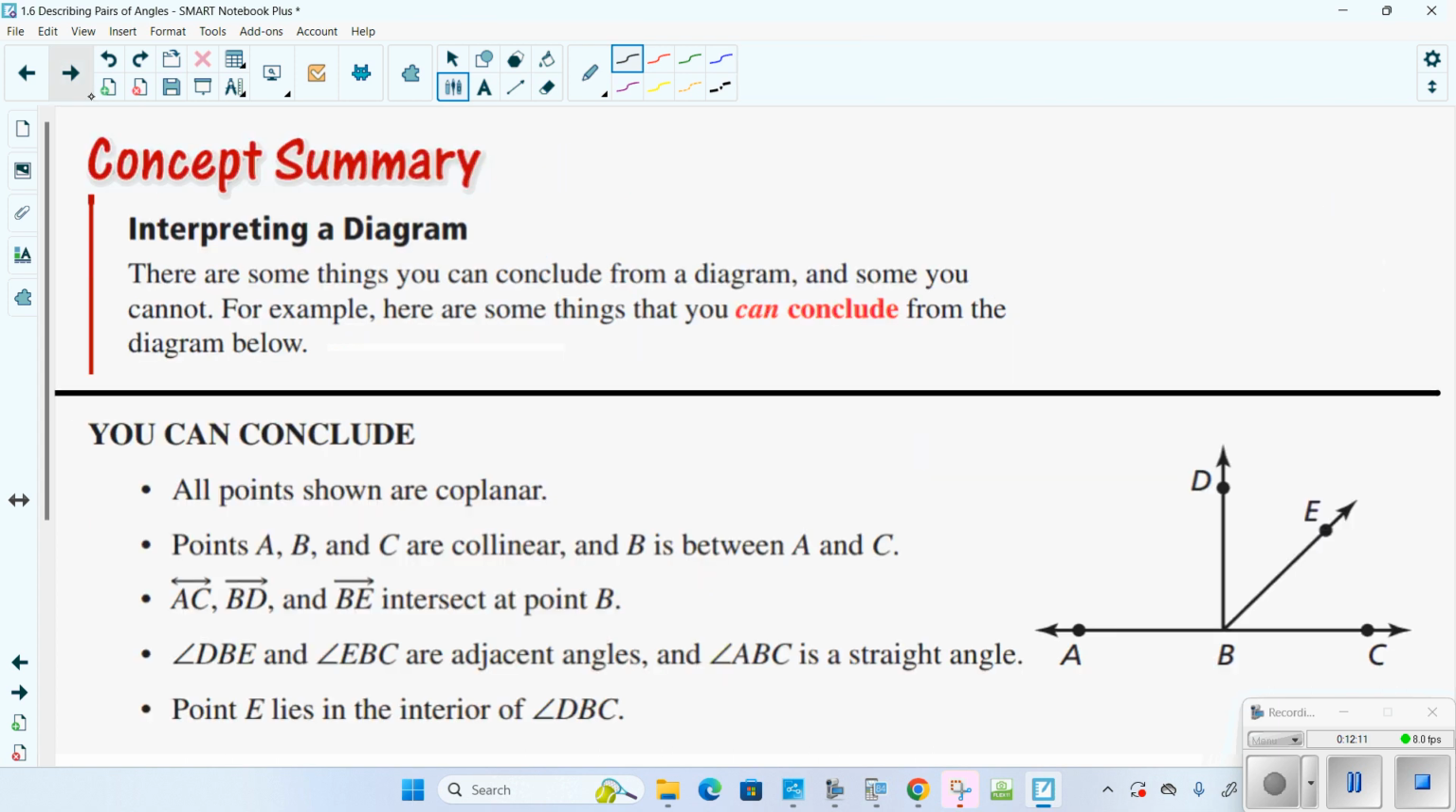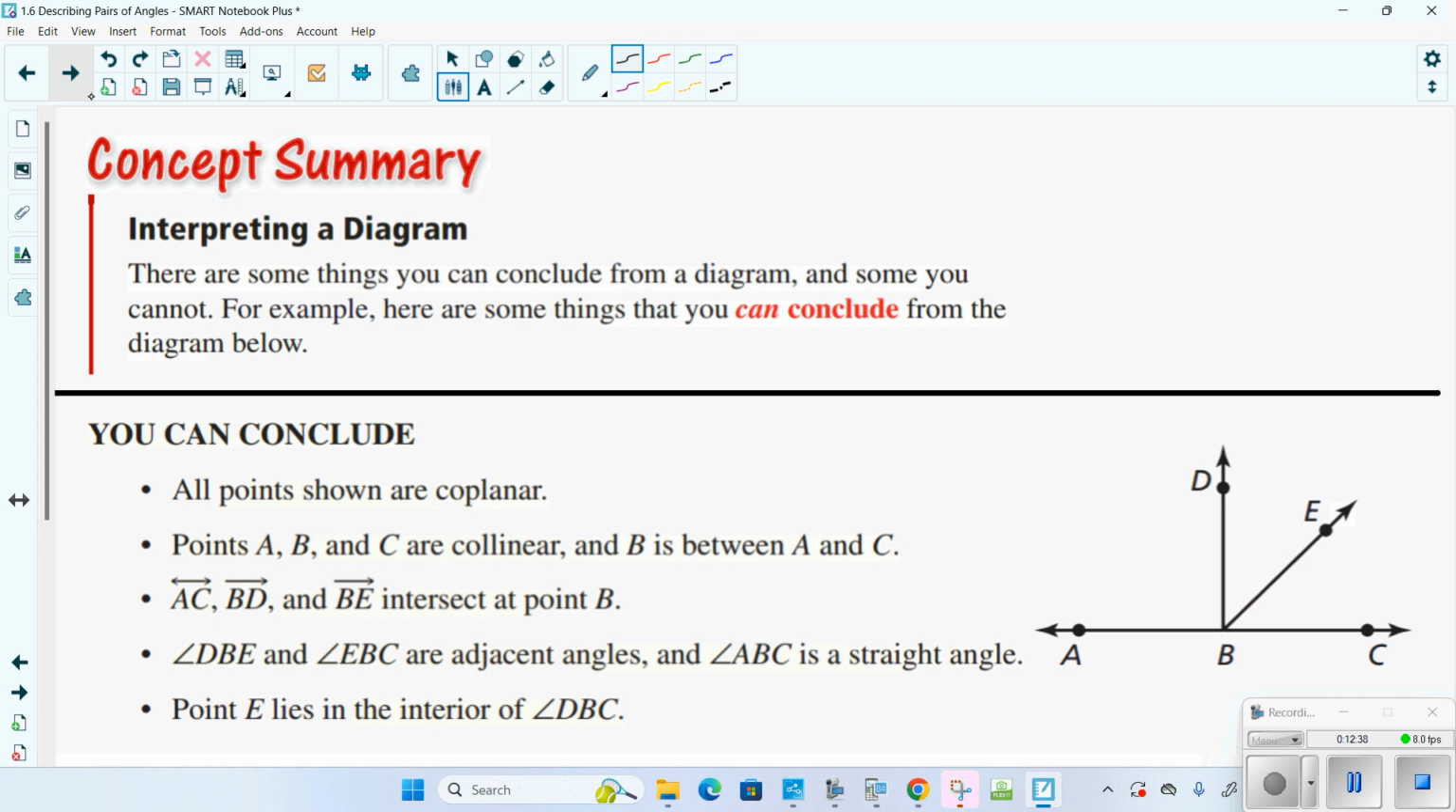Last topic. Anytime we start looking at pictures, interpreting diagrams, there are some things you can conclude from a diagram. If I look at a diagram, there are certain things that I can say, even though it's not marked, it's true. All the points are coplanar. Fine, they're all in the same plane. A, B, and C are collinear. If it looks like it makes a straight line, we can assume that it does.